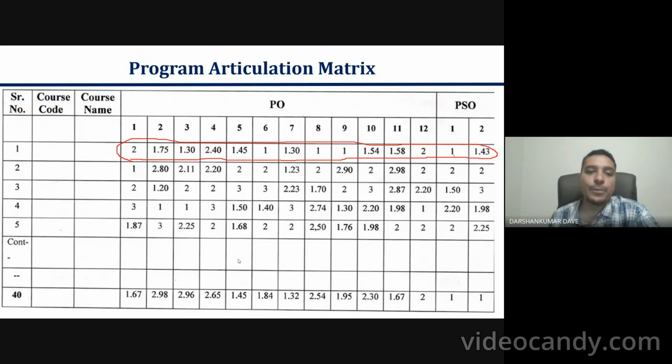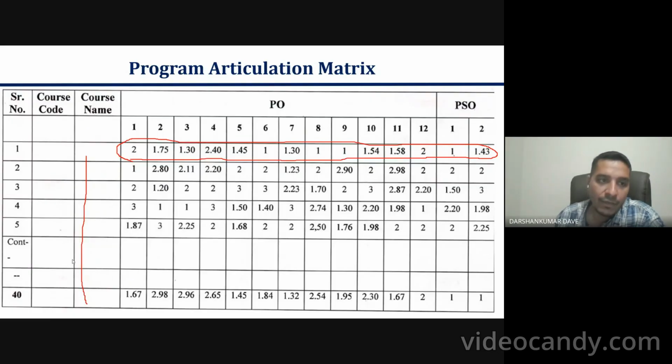Right? So once you prepare the course articulation matrix for each course, the last row of averages contributes to the program articulation matrix. In the program articulation matrix, you will list all the courses for your program along with their course codes. Course codes are ideally optional. You may write them or not, but you should write them. That gives you some authenticity, right?